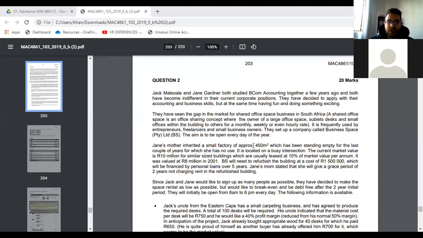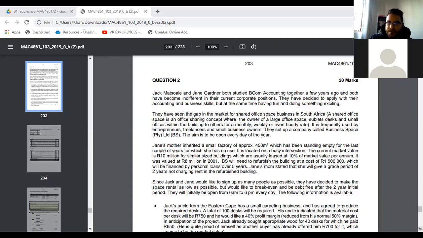They set up a company called Business Space Pty Ltd. The aim is to be open every day of the year. So here you get just a background. Two BCom students in the shared office space market basically want to have an office building that they will rent out to entrepreneurs, freelancers, and small business owners, and the company is called Business Space. Other thing to keep note, the aim is to be open every day of the year.